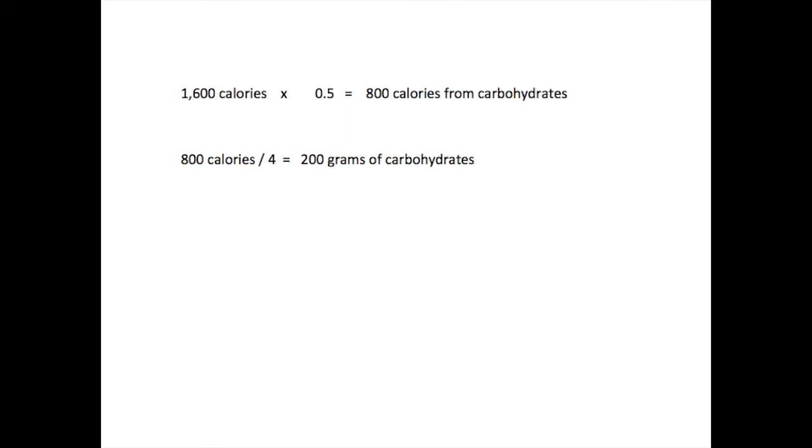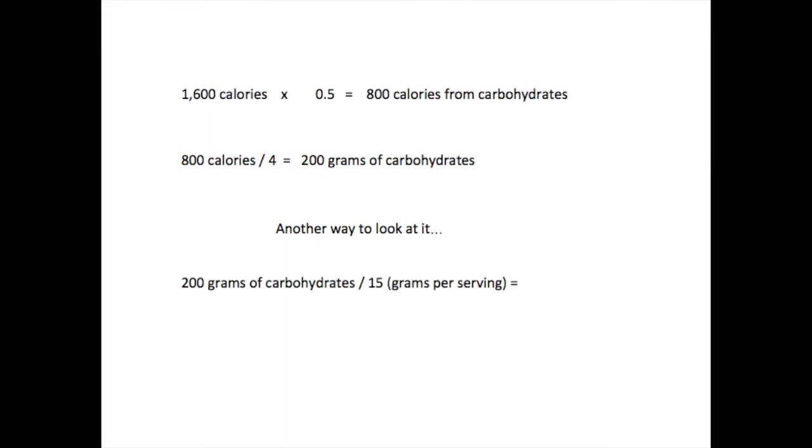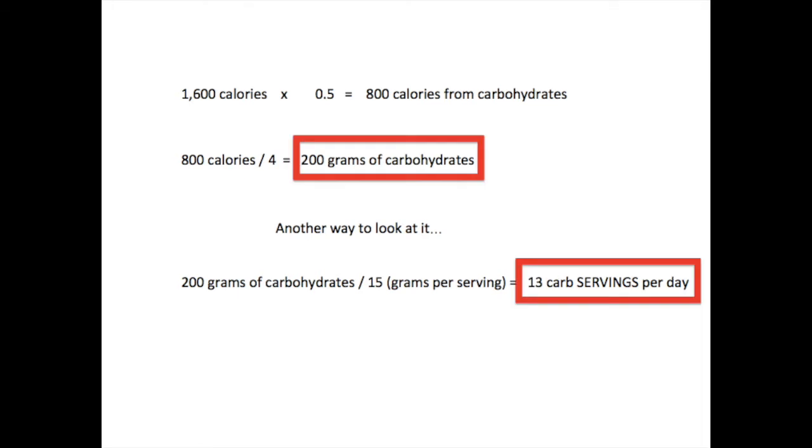And I'm sure you have heard about carb choices or carb servings. So another way to look at it would be to take that 200 grams and divide that by 15, which is about 15 grams in one serving. And that would end up being about 13 carb choices. So the two ways to look at it would be you have 200 grams of carbohydrates per day or 13 carb choices. And as you probably already know, it's best not to eat all the carbohydrates in one sitting.